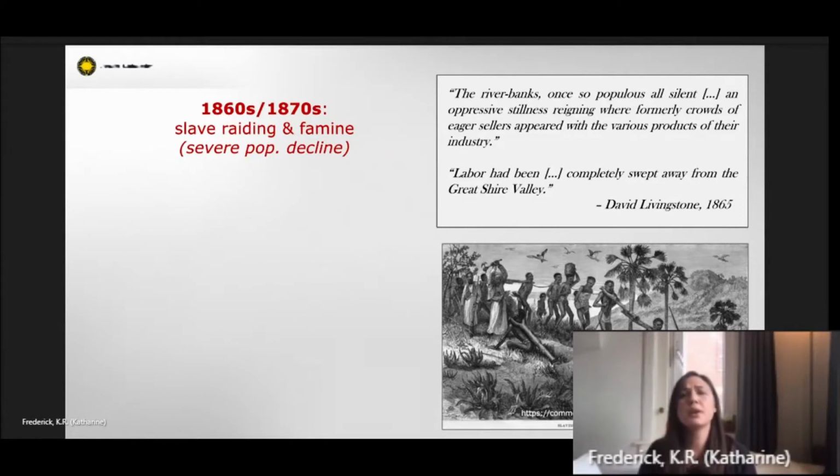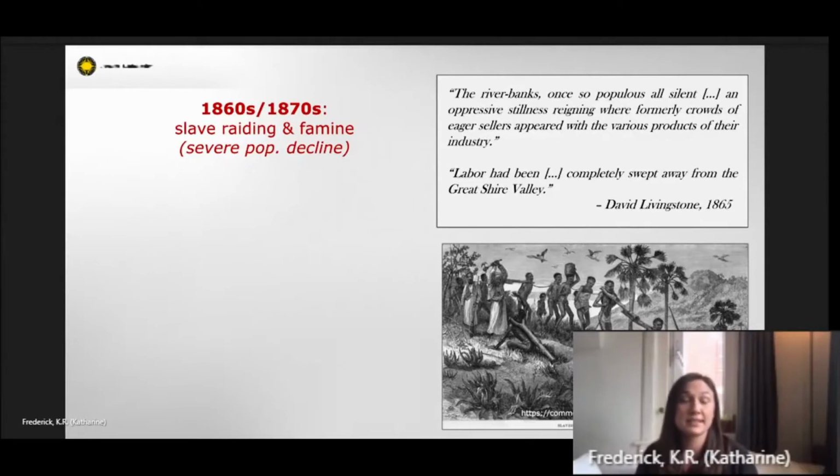So as a result of a combination of slave raiding, which takes a lot of people out of the area, and also this widespread famine, the region ends up losing a huge portion of its population, and in labor terms, this means its labor force, in a very short period of time.